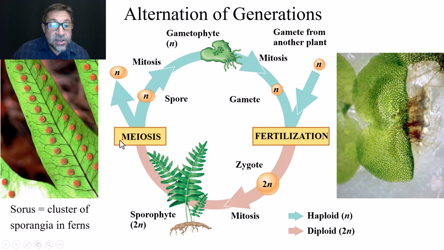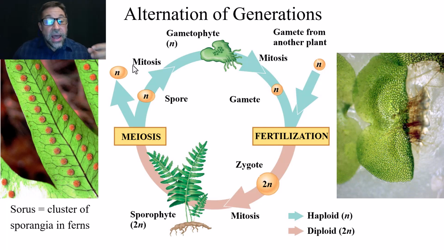The sporophyte is going to undergo meiosis. The product of meiosis in plants is not gametes like it is in animals. The product of meiosis in plants is spores. And then what happens next is fundamentally different than the animal life cycle. Those unicellular spores are going to undergo mitosis. They're going to make copies of themselves like a copy machine.